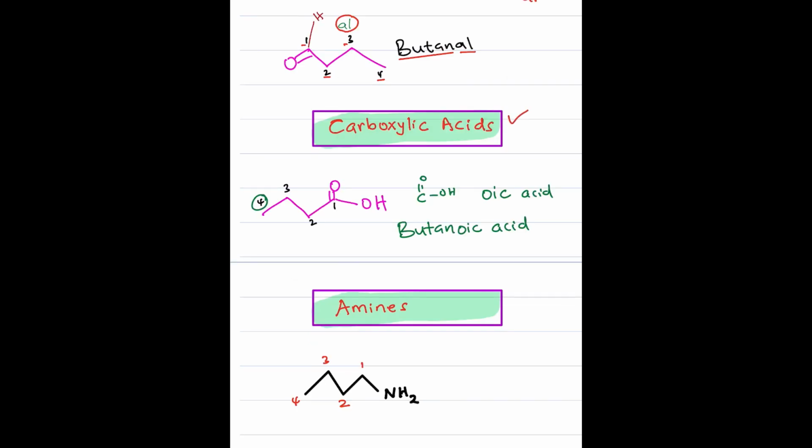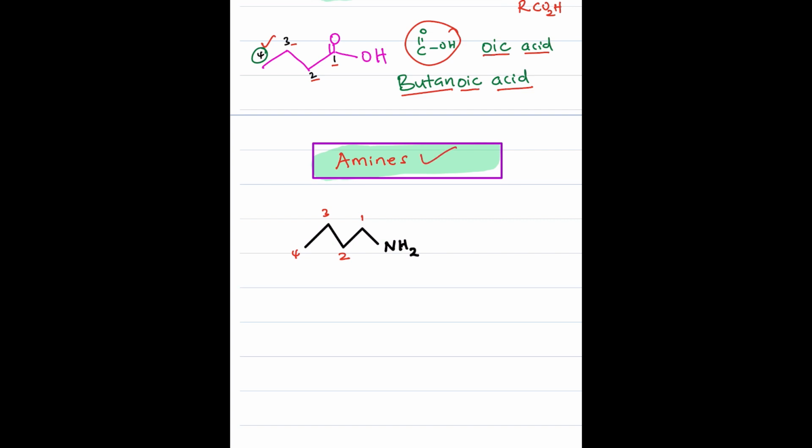Next, carboxylic acids. Carboxylic acids have an alkyl group, carbon-oxygen double bond, and then OH. The other way to write it will be RCO2H. So in this case, we have carbon number 1, number 2, number 3, and therefore it has 4 carbons, and therefore the name is going to be butane, but because it's a carboxylic acid, you end it with oic acid. So butanoic acid.